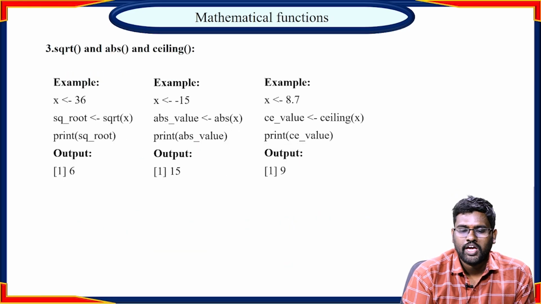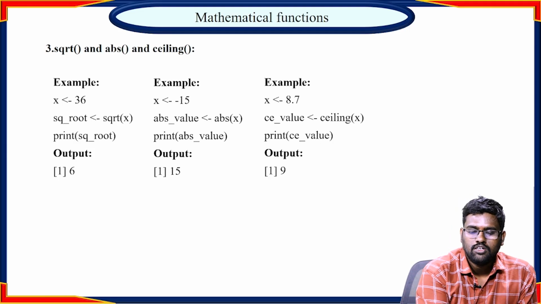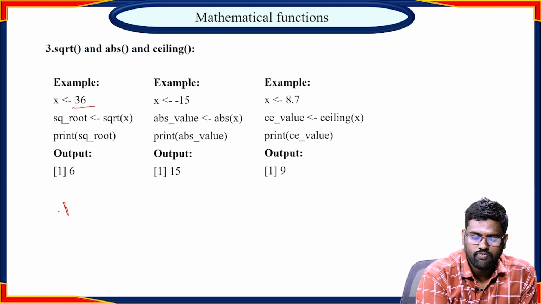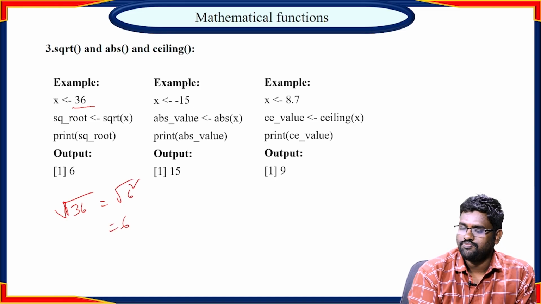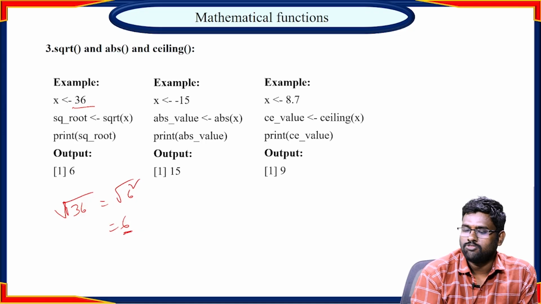Next one, square root, absolute and ceiling functions. Coming to the square root function, x is 36. Square root of x means square root of 36. That is square root of 6 squared. Square and root will be cancelled. So finally it will print the value 6.